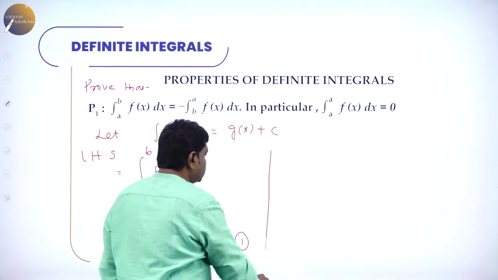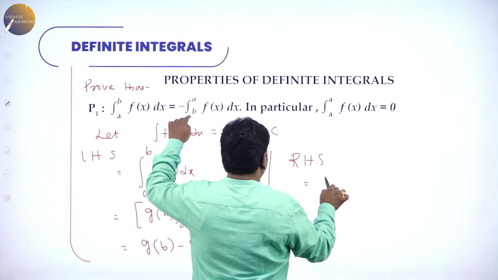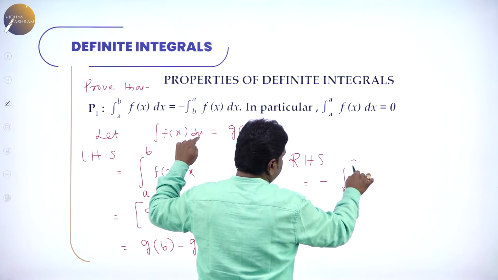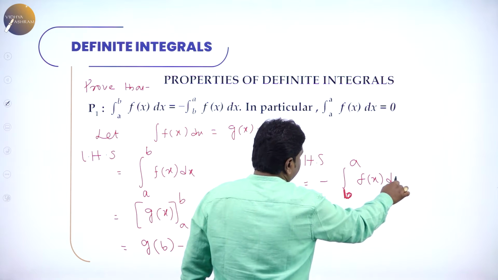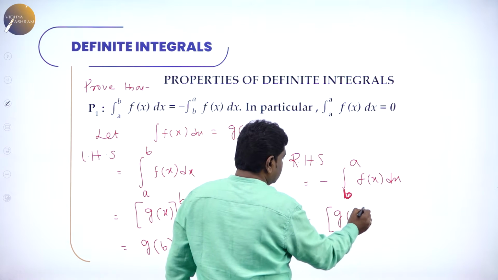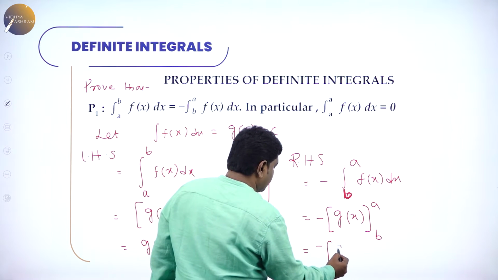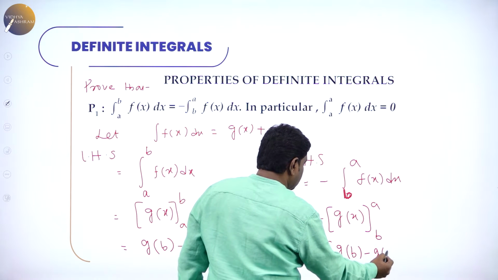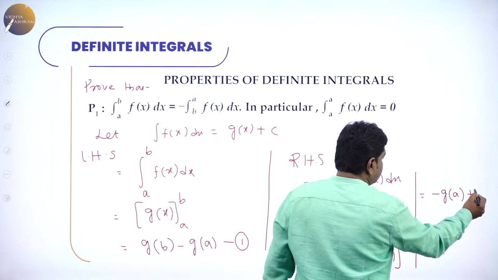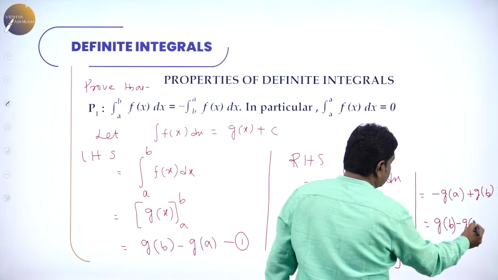Now we'll take RHS. Take RHS, right hand side. So what is there in RHS? The minus integration of b to a. So when you interchange the limits, b to a f of x dx. Now integrate this. What is integration of f of x? We assumed g of x. From where to where? Outside we have minus. So b to a. This minus as it is. So upper limit minus lower limit. G of a minus g of b. Now take it inside. When you take it inside, it will become minus g of a plus g of b. I'll rearrange. If I rearrange, it will become g of b minus g of a. I call it equation 2.